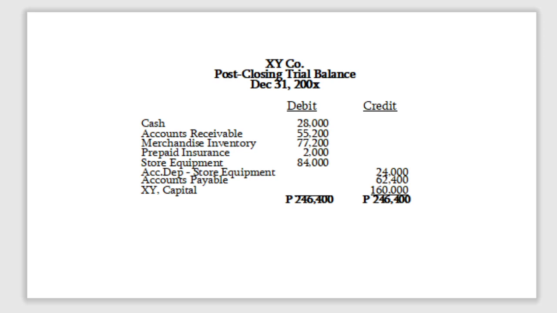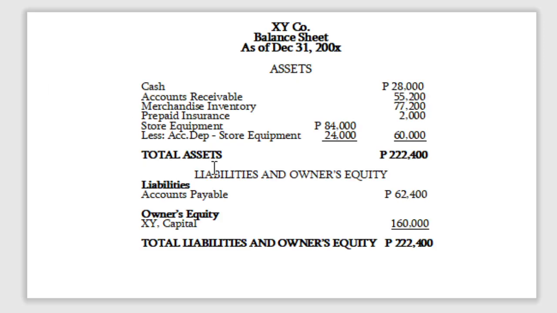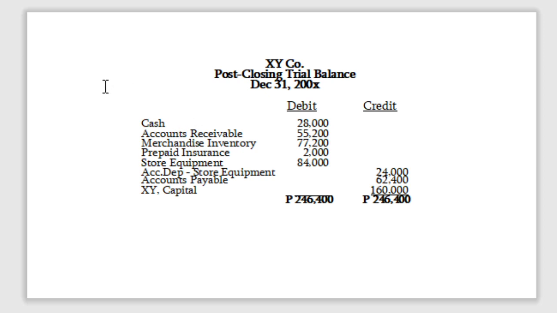Mapapansin natin, natanggal na yung mga income statement accounts and natanggal na yung ating drawing account. So, ang matitira na lang dito sa ating post-closing trial balance is kung ano yung nandoon sa ating balance sheet. So, kung ano yung nandito, ganun din yung magiging itsura sa ating post-closing trial balance. Pero dito, again, meron tayong naka-debit and naka-credit. So, dapat balance yung amounts na yan.